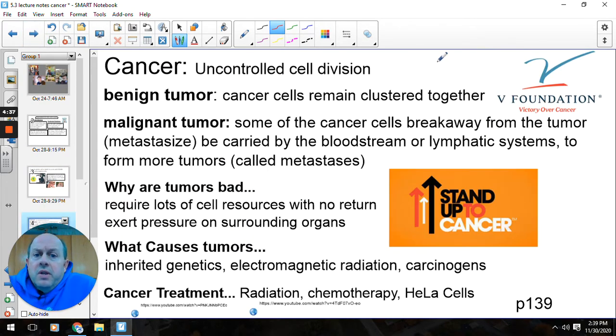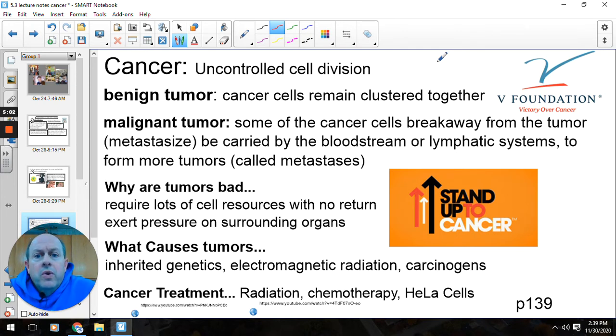But cancer is basically a way of the cell getting around these growth factors and these checkpoints and these controls. It's just uncontrolled cell division. It just goes through that cell cycle around and around and around again. This uncontrolled cell division creates these clusters of cells called tumors.